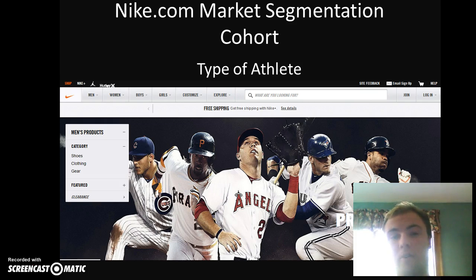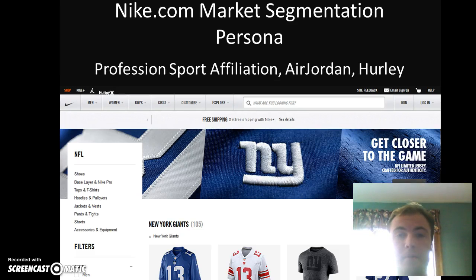Now for cohort, they do a specific job of the type of athlete you are. So, for example, if you are a baseball player, you can go to the baseball side under the men's product, and they have all the different types of categories, shoes, clothing, gear, that all fit the cohort of the type of athlete and what kind of products you're looking for.